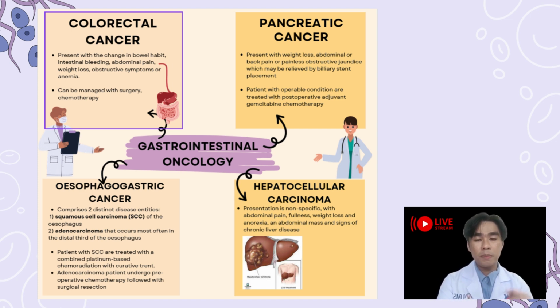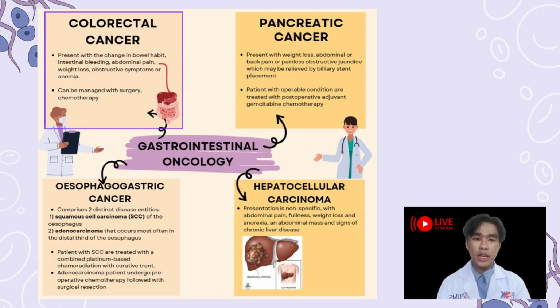Next up, we have pancreatic cancer. The symptoms that the patient may experience are weight loss, abdominal or back pain, and painless obstructive jaundice, which may be relieved using what we call biliary stent placement. Then, what can we do to treat this cancer? We also do surgery and chemotherapy, but for patients that are operable, we will do a procedure called post-operative adjuvant gemcitabine chemotherapy.